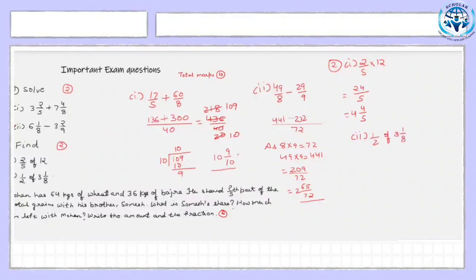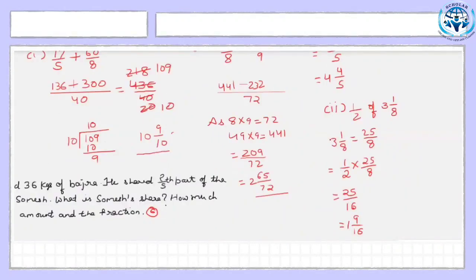Half of 3 1 by 8. 3 1 by 8 is equal to 8 3s are 24. 24 plus 1 is 25. So 25 by 8. Of means multiplication. So 1 by 2 multiply 25 by 8. So 25 by 16. We will convert this improper fraction into mixed fraction and we will get 1 9 by 16. So this is the final answer.